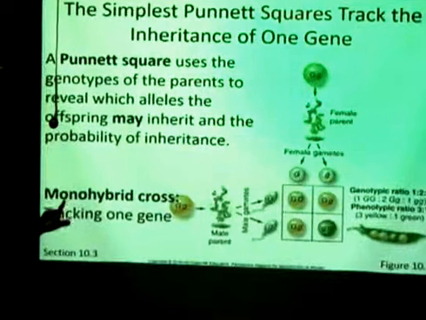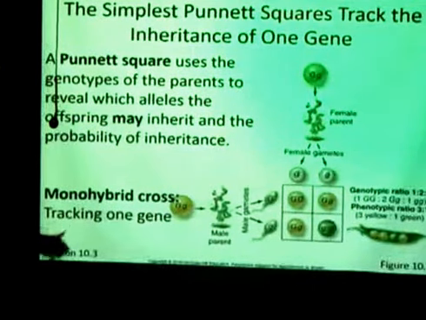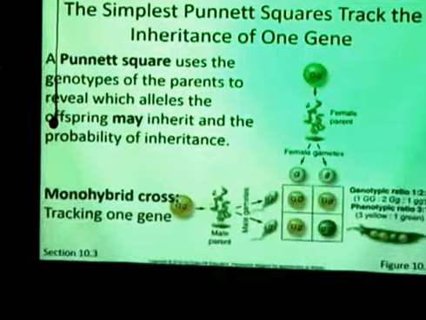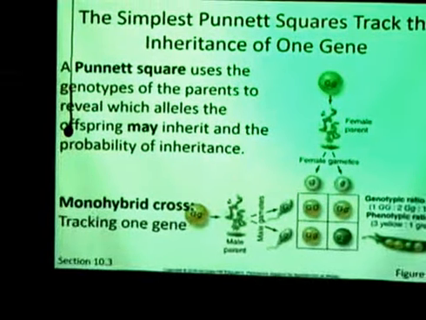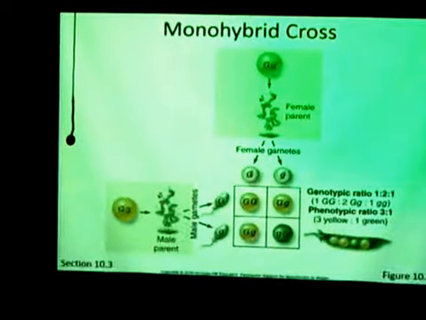If there are 2 things being followed at the same time, like the color of the seed and the height of the plant, then those are dihybrid crosses, because we are following 2 things together. The color of the seed could be green or yellow, and the height could be tall or short. So when 2 genes are followed at the same time, that's called a dihybrid cross. And a dihybrid cross is a little bit more complicated than a monohybrid cross.